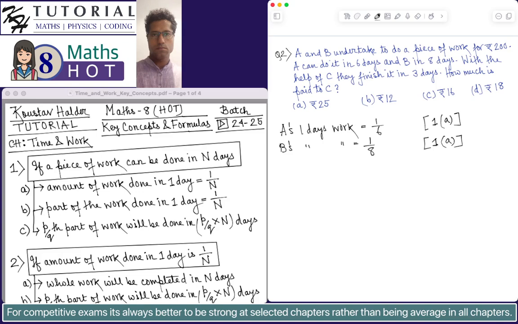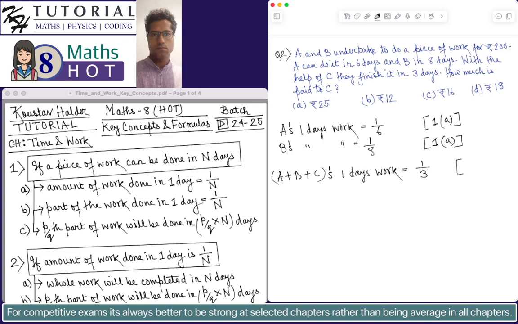So we can say that A plus B plus C's 1 day's work will be equal to 1 by 3. That is the amount of work done by all of them, that is, when A, B and C are working together, the amount of work by A plus B plus C in 1 day will be 1 by 3. This is based on the fact that it is given that with the help of C, they finish it in 3 days. That is, A plus B plus C finish the piece of work in 3 days.